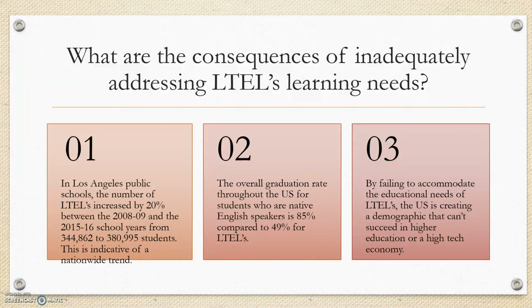The overall graduation rate for native English speakers in the U.S. is about 85%, while the overall graduation rate in the U.S. for LTELs is about 49%. So that means that a significant part of the U.S. student population is not graduating, and if they do, their academic skills are so poor that they will be unable to pursue higher education or higher paying jobs, they'll be paying fewer taxes, and so ultimately it will affect the U.S. economy.